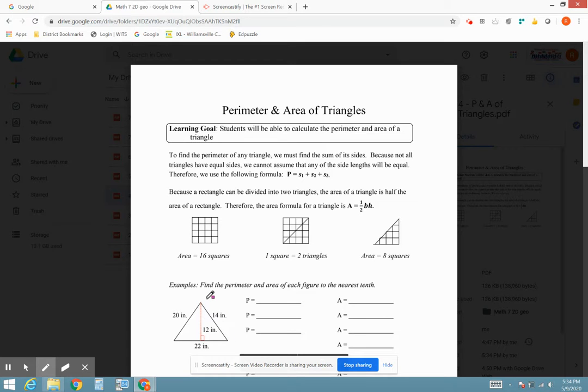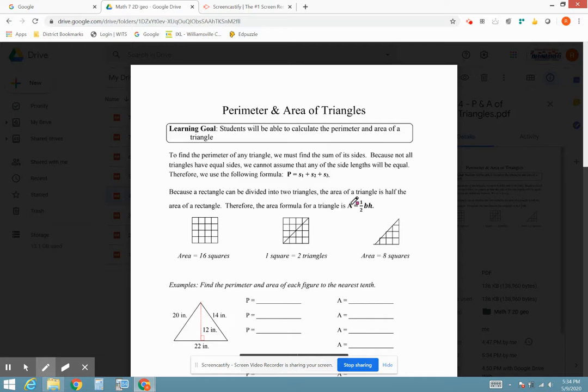Okay, because a rectangle, we learned yesterday, was base times height, and we can divide a rectangle in half, getting two triangles. Then we know the area of a triangle is half the area of the square. So if I take a square, I cut it in half, and I get a triangle, that means I can use half of the area formula to find the area of a triangle.